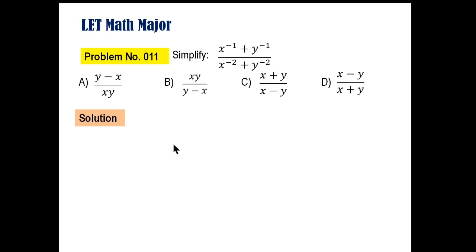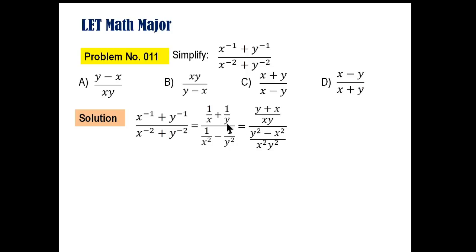Okay, solution. Now, in this given expression, we're going to convert this to positive exponents. Alright? So x raised to negative 1 is 1 over x. So we have now a positive exponent. From negative to positive exponents, if you have x raised to negative 1, that's 1 over x. Plus y raised to negative 1, that's 1 over y. Over x raised to negative 2, that's 1 over x squared. Plus y raised to negative 2, that's 1 over y squared.